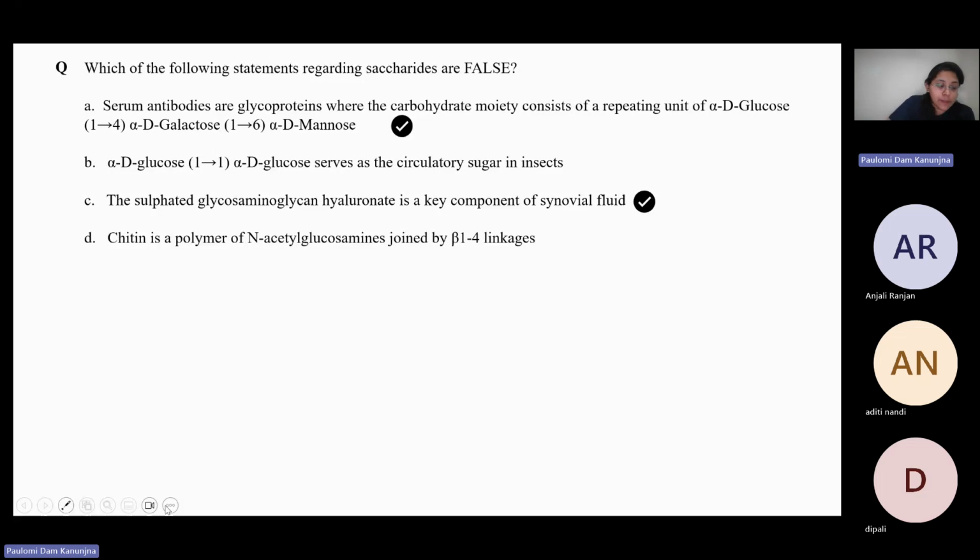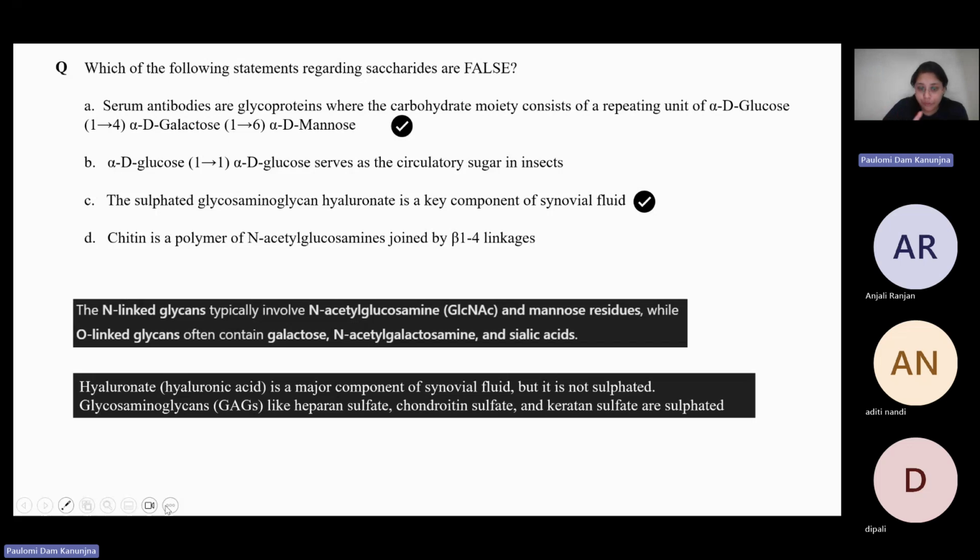Next, you have the sulfated glycosaminoglycan hyaluronate is the key component. So you will see here why it is incorrect. There is sulfated, there is glycosaminoglycan and hyaluronate, and this is said to be the component of synovial fluid. Hyaluronate is the component of synovial fluid, but that is not sulfated. What actually is sulfated are the glycosaminoglycans, which are heparin sulfate, chondroitin sulfate, and keratan sulfate. So this glycosaminoglycan is sulfated, but not the hyaluronate. So that's why the statement is incorrect.